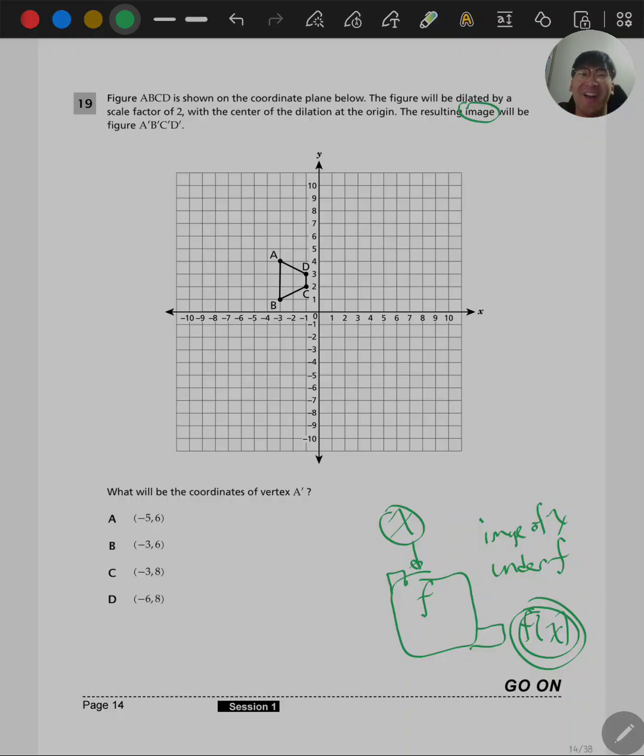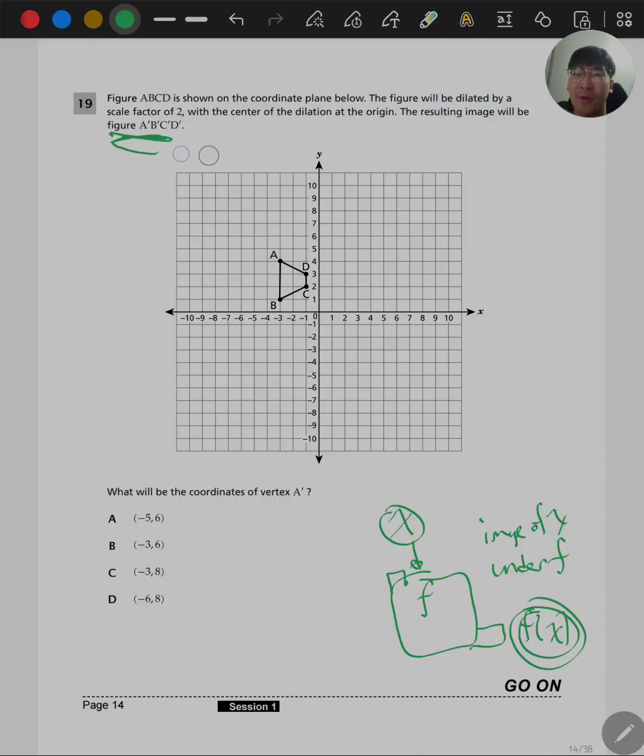Oh, okay. This is funny. So here in the test, I'm not sure if they meant to say image, the mathematical image, or the picture, but I'm just gonna assume the picture here. Okay, so if that's the case, then this is not that important for now, but this is very important for the future, okay? It will be figure A prime, B prime, C prime, D prime.